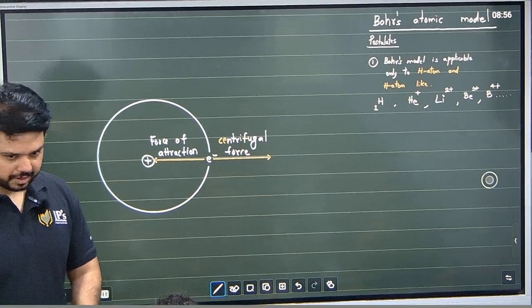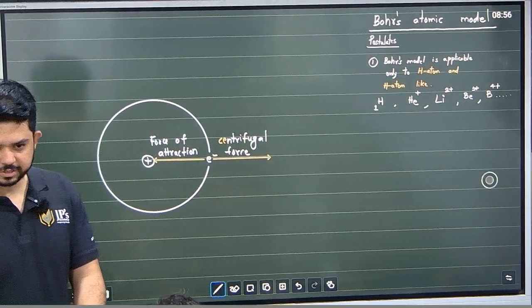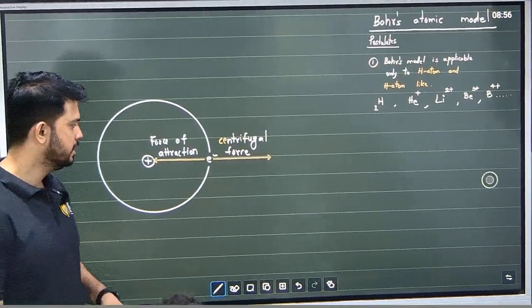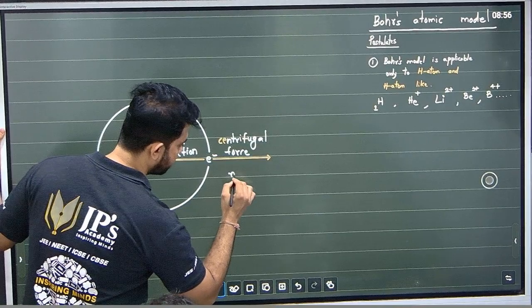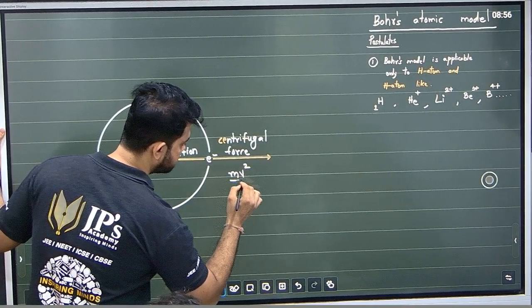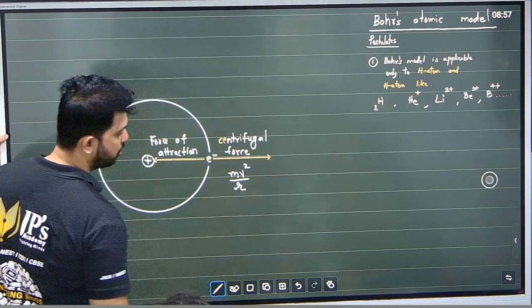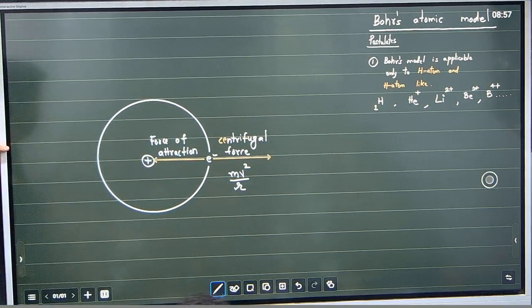Do you people have what is exactly the formula for centrifugal force? Centrifugal force का formula है, centrifugal force is mv squared over r. That's the formula for centrifugal force.